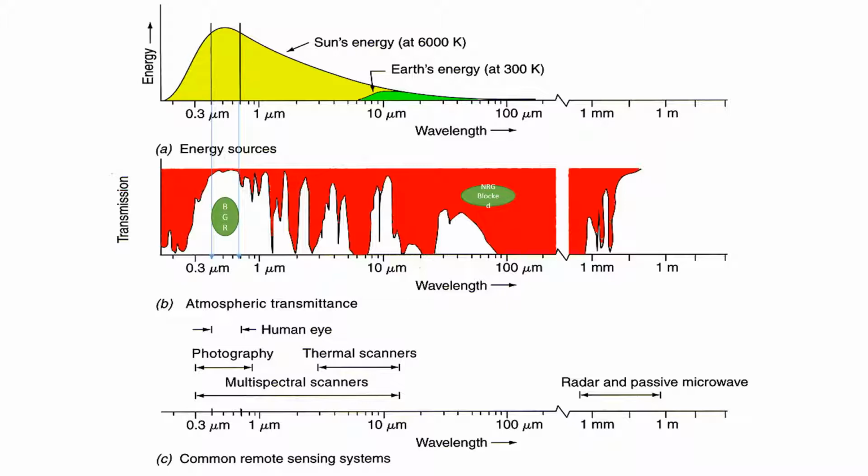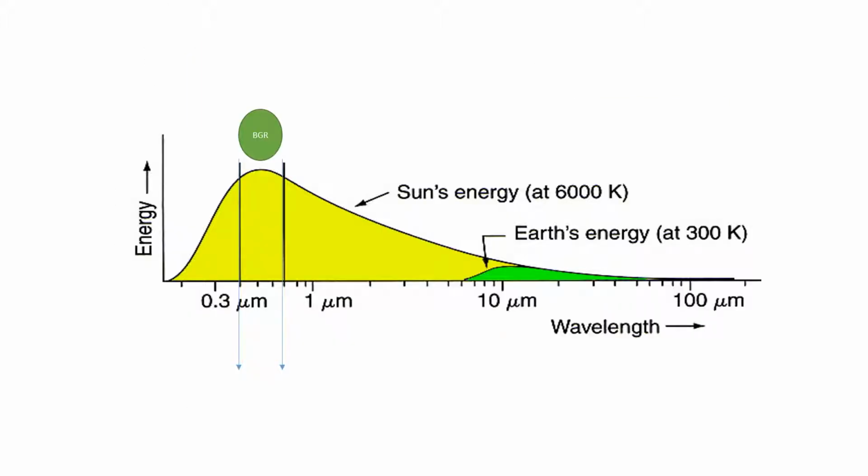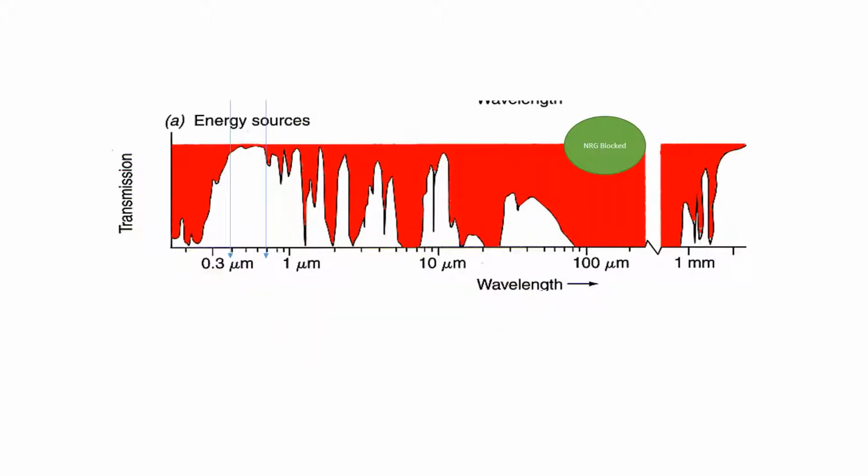The bottom image shows you where certain sensors react along the spectrum, like the camera right along visible light, photography going a little bit further in both directions, multispectral scanners covering a whole bunch more, and thermal scanners operating up in the thermal infrared range. So again, sun's energy, earth's energy, big difference. Atmospheric windows where things get allowed through, like in the visible spectrum. Other places where things get completely blocked, like above 100.